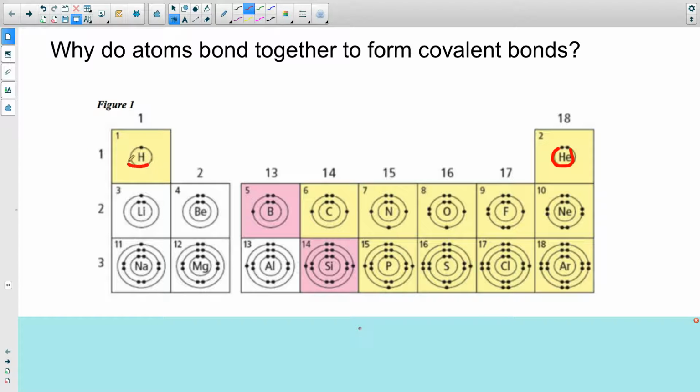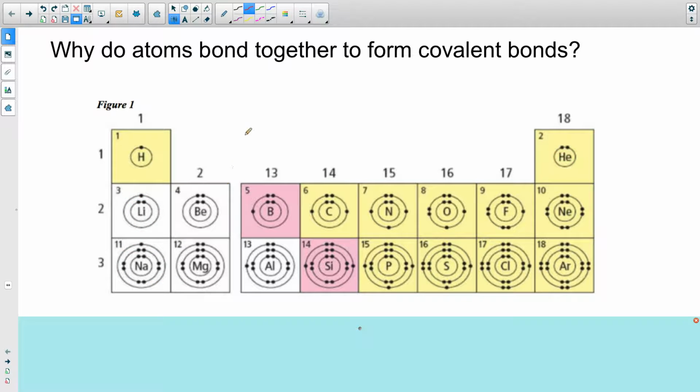Okay. For lithium, which has two electron shells, this would be the valence shell. And for sodium, which has three, along with all the other elements in the third period, this would be the valence shell. Okay?